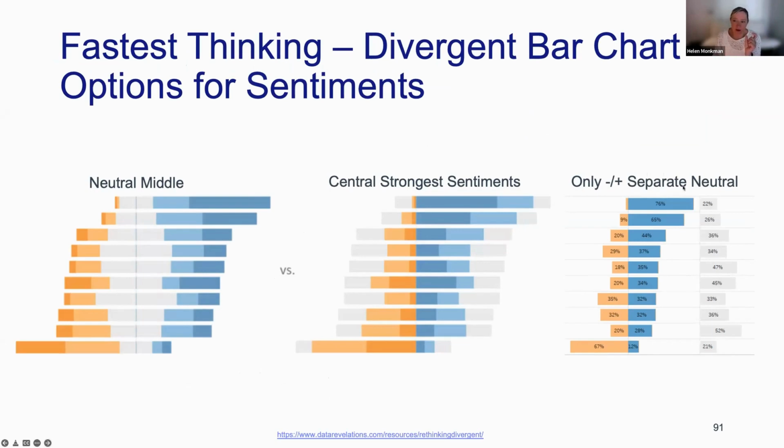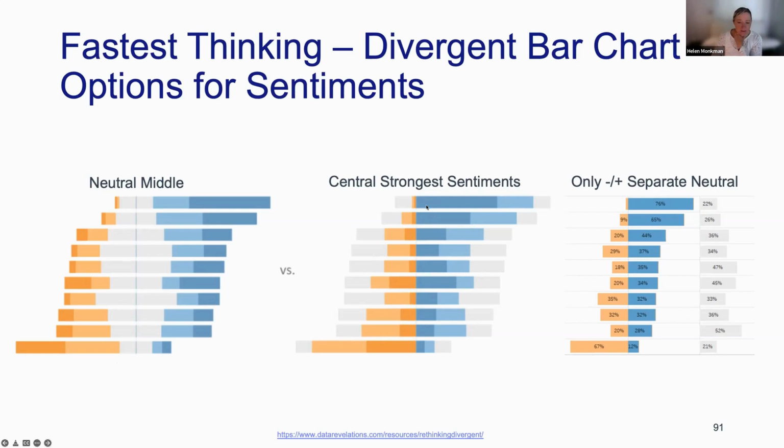This is what I was saying is the options for neutral are that we can put them in the middle, which a lot of people do. But what that actually does is it spreads out our polar opposite feelings, sentiments. So interestingly, what some people have done is brought the strongest ones.